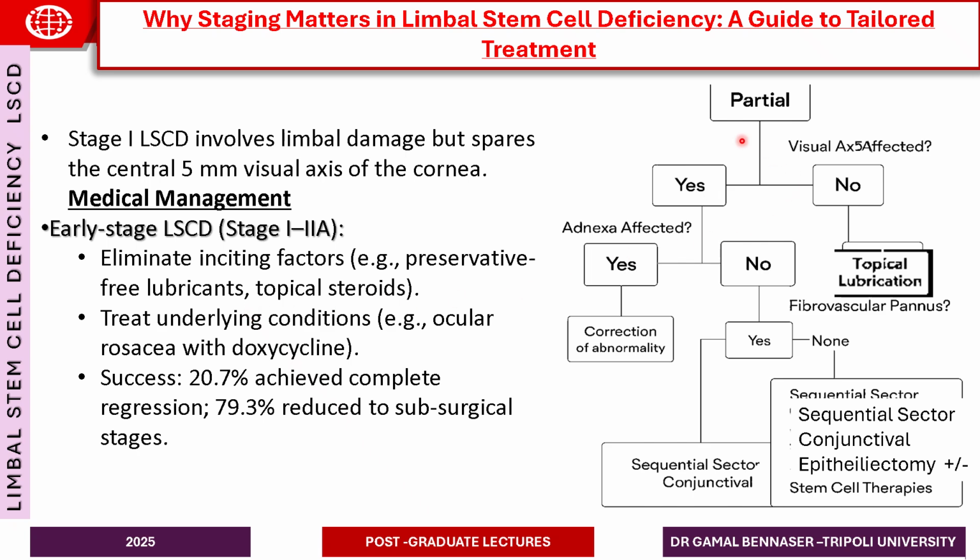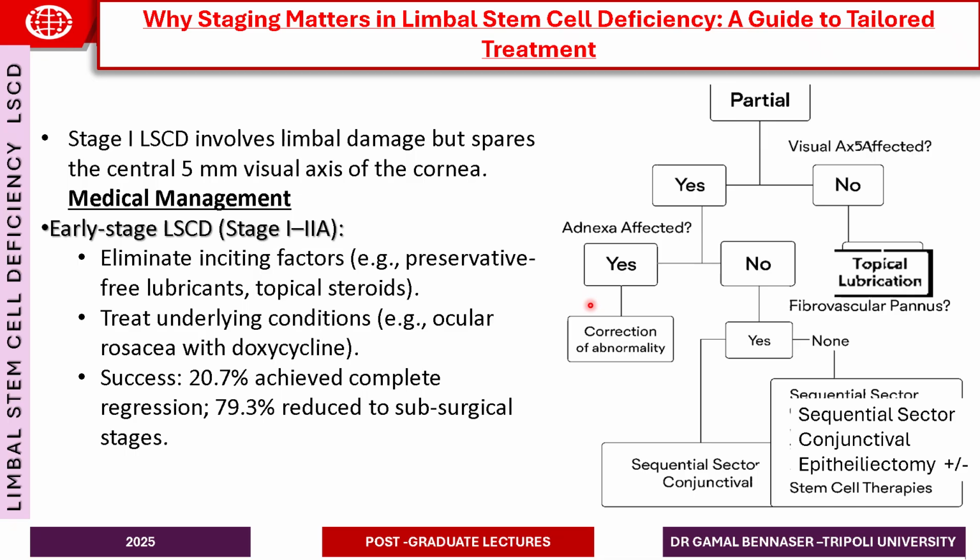However, if there is involvement of the central 5 millimeter, that's to say stage 2, the first thing is to look for any associated factors that play a role in reduction of the function of the limbal stem cells, like the presence of adnexal affection in the form of abnormality in the lid, or presence of dryness or any meibomian gland dysfunction, and so we have to treat them first before we target the limbal stem cells.